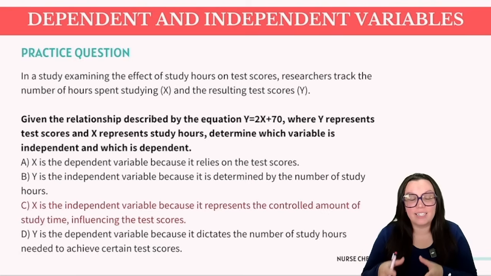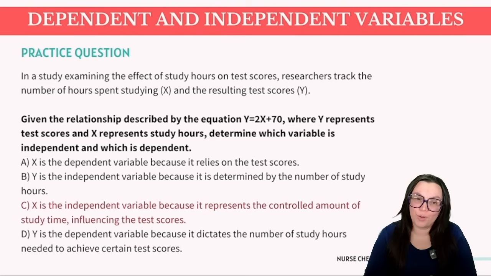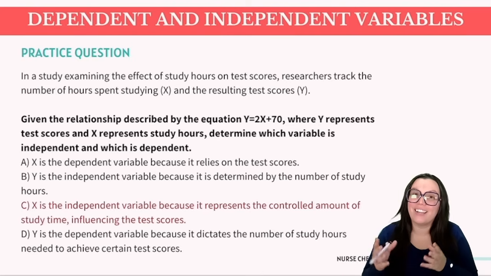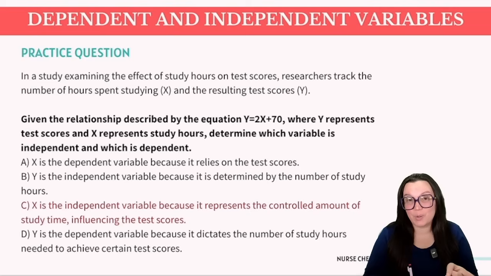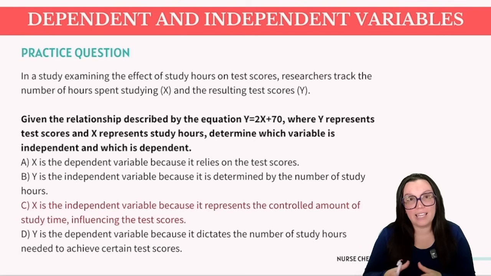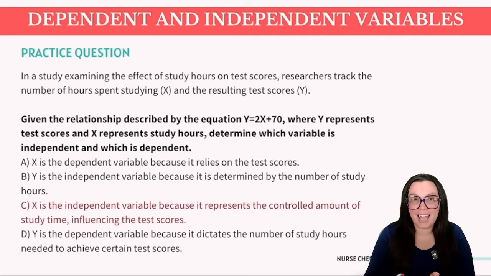In this context, the number of study hours, which is X, is the variable that the researchers control or manipulate to observe the effect on another variable, making it our independent variable. The test scores, which would be our Y, on the other hand, are affected by the changes in our study hours, making them the dependent variable. The equation y equals 2x plus 70 clearly shows that Y, which is our test scores, is going to change in response to X, which is our study hours, underscoring the dependency of test scores on the amount of time spent studying.